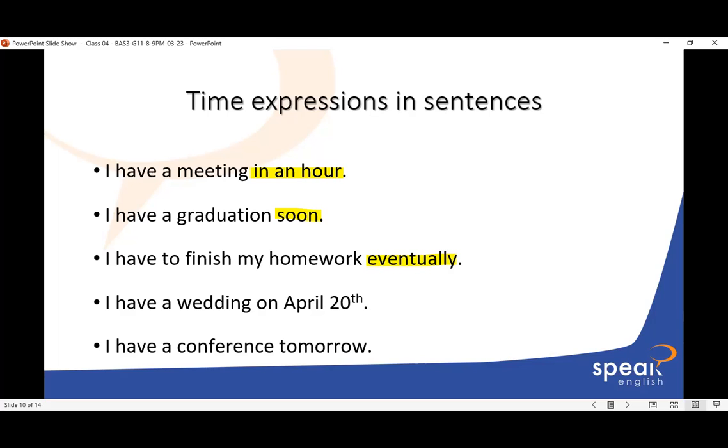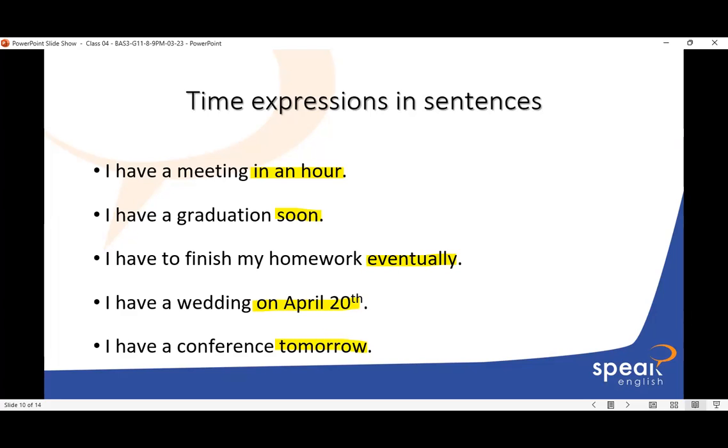Then I have a wedding on April 20th. As you see, we have on, the month and the day. I have a wedding on April 20th. And also I can say tomorrow. I have a conference tomorrow. But here, there are different ways, okay? As you can see, the time expressions are at the end of the sentences.